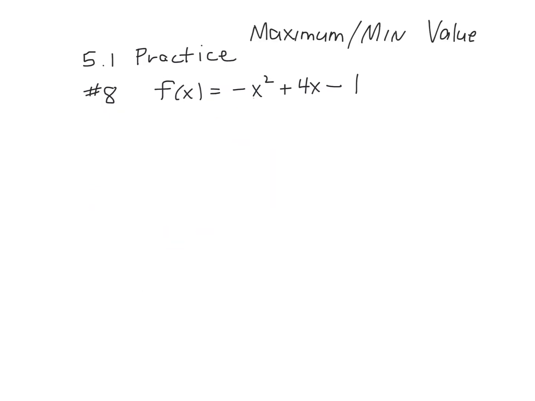All right, then the last part of the 5.1 practice. I believe we understood this pretty well here. But in number 8, you can see the a value is -1, which means this parabola opens downward. So I know I'm going to have a maximum value. Remember that maximum value occurs at the vertex. In this case, my vertex would be doing -b over 2a. This would be -4 over -2, which is 2.